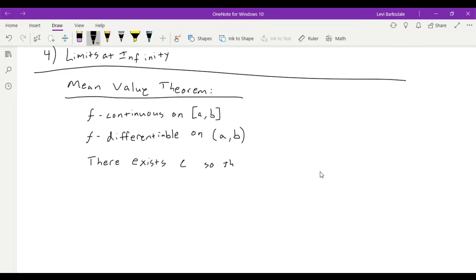so that our first derivative at that point C is equal to f of b minus f of a over b minus a. And what that really means is our derivative at some point on this interval is equal to the average slope.